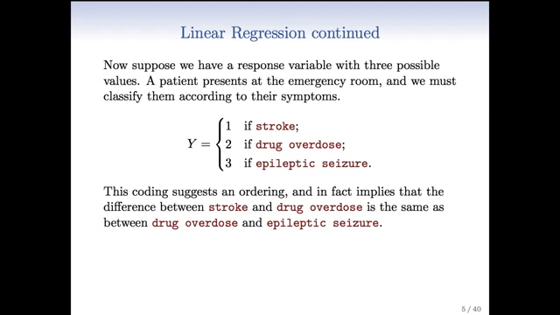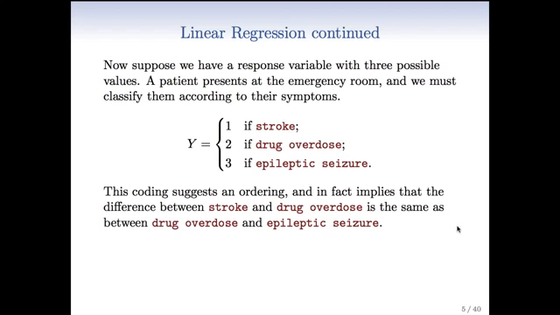So now what happens if we have a 3-category variable? Here's a variable that measures the patient's condition at an emergency room, and it takes on 3 levels. It's 1 if it's a stroke, 2 if it's a drug overdose, and 3 if it's an epileptic seizure. So if we code those as, say, 1, 2, and 3, which would be an arbitrary but natural choice, this coding might suggest an ordering, when in fact there's not necessarily an ordering here at all. And it might in fact imply that the difference between stroke and drug overdose, which is 1 unit, is the same as the difference between drug overdose and epileptic seizure.